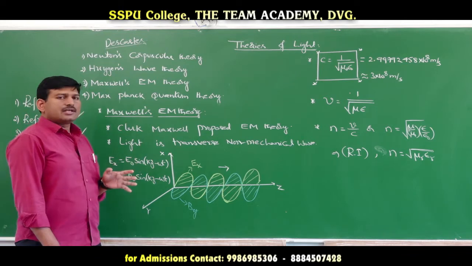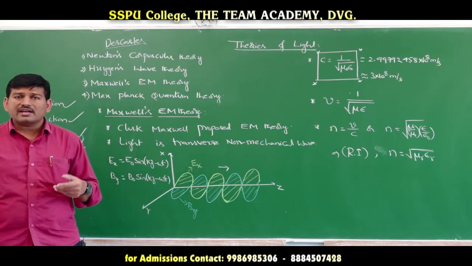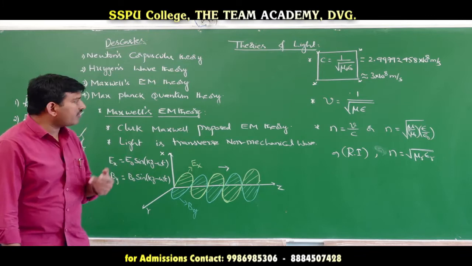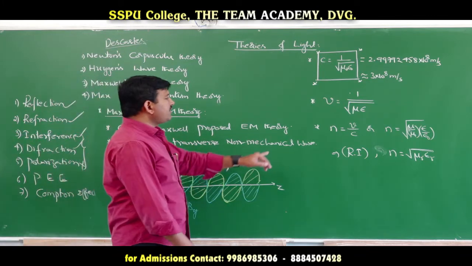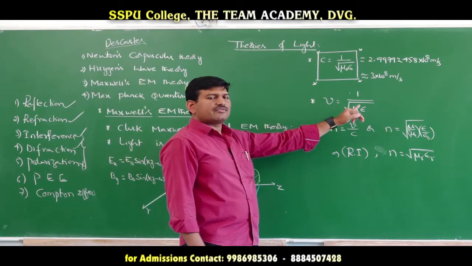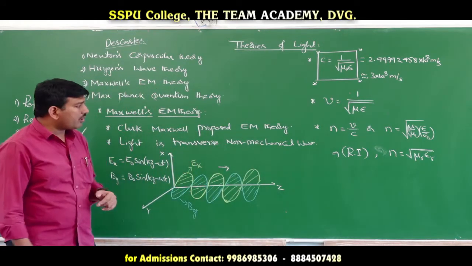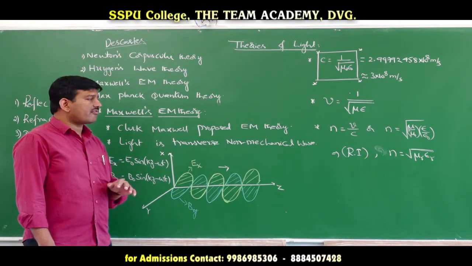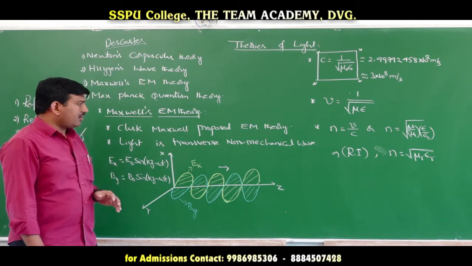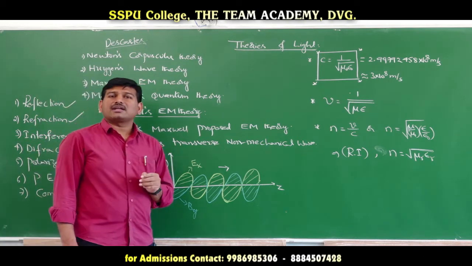And not only that, if you want to calculate the speed of light in any other medium, it is given by the formula V is equal to 1 by square root of mu epsilon. And using Maxwell's electromagnetic theory, one more important thing we are able to find out is the refractive index of a particular medium.